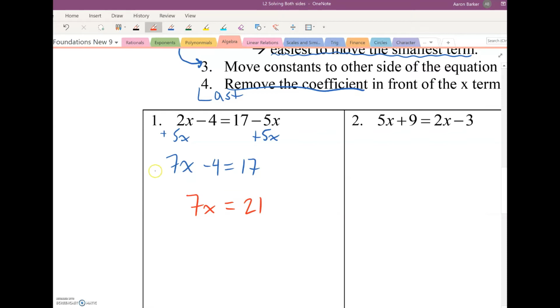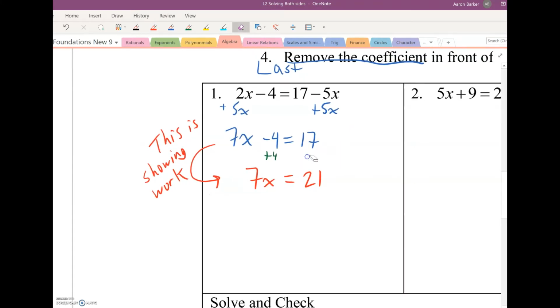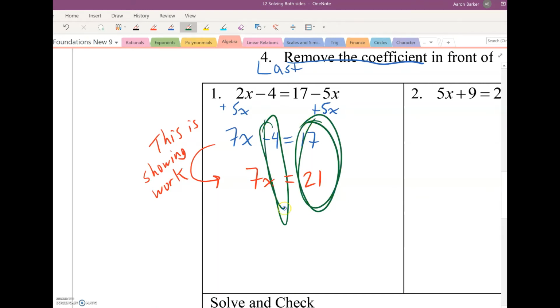Now, keep in mind, this is showing work. So what you notice is that I didn't go, oh, plus 4, plus 4. I don't do that because I don't need to do that. You're totally welcome to. However, I know that I added 4. Why do I know that I added 4? It's because it's not here and those changed. This change right here and this change right here tells me that I added 4.